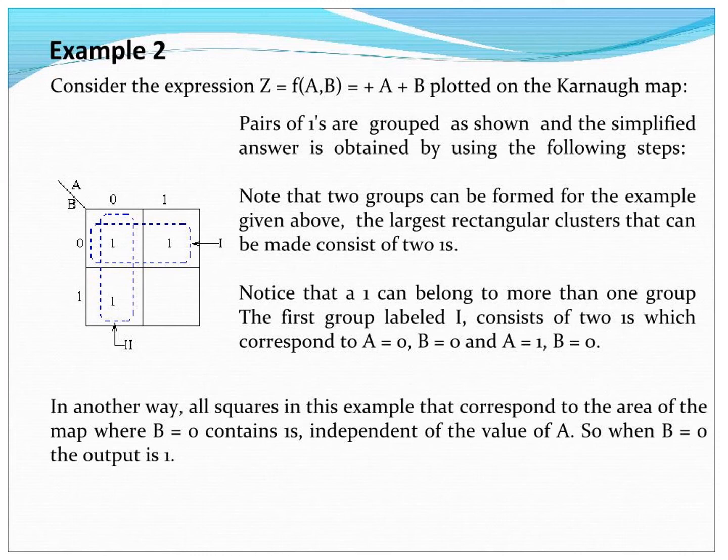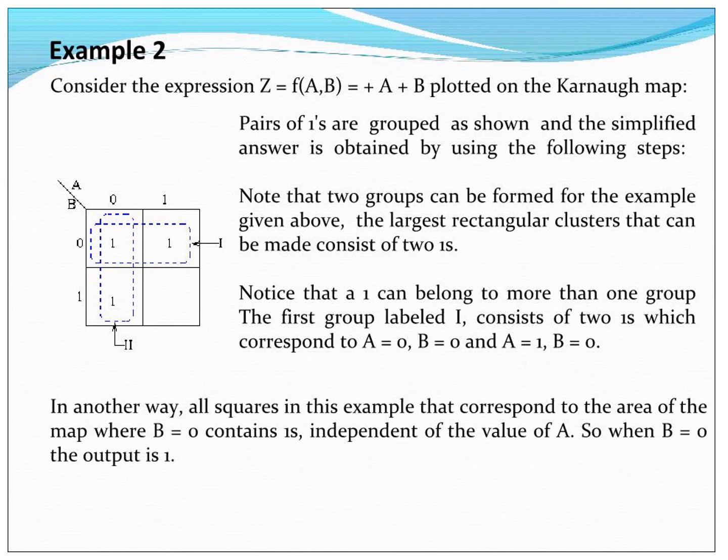We have another expression, and to this expression, the K-maps are plotted, and we have 2 groups. In group 1, we have 2 horizontal ones, and in group 2, we have 2 vertical ones. We have 2 groups which form 2 pairs. So in the first group, we see that, notice that one can belong to more than 1 group.